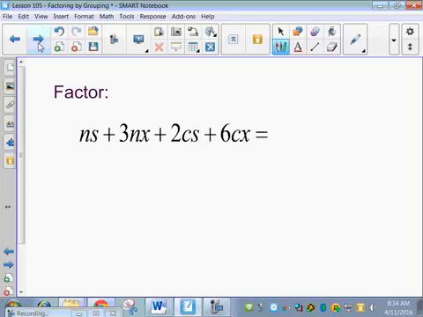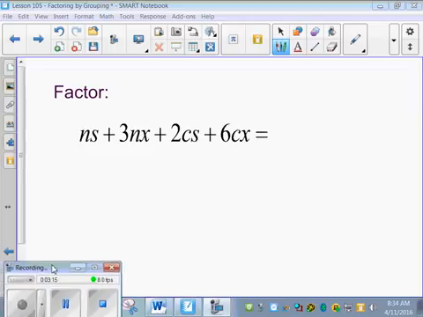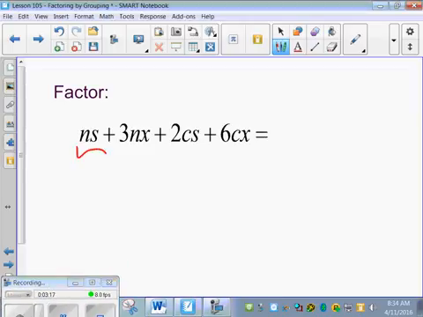All right, so let's try another one. Go ahead and write this down. ns plus 3nx plus 2cs plus 6cx. All right, so Jordan, what can I factor out of the first 2 terms? n, okay. And Dylan, what's left over if I factor out an n?